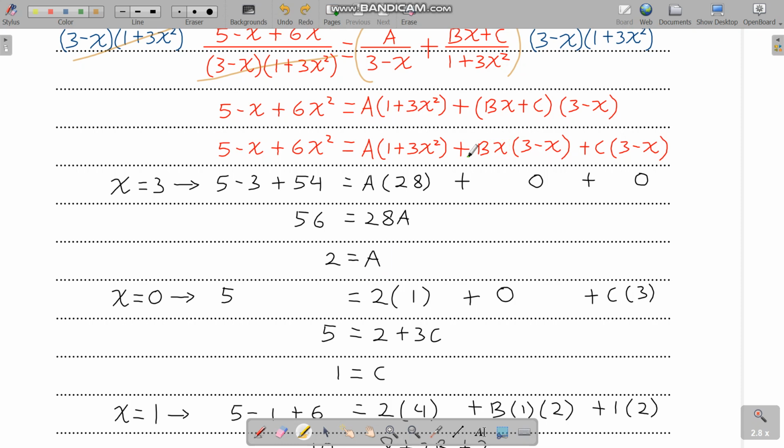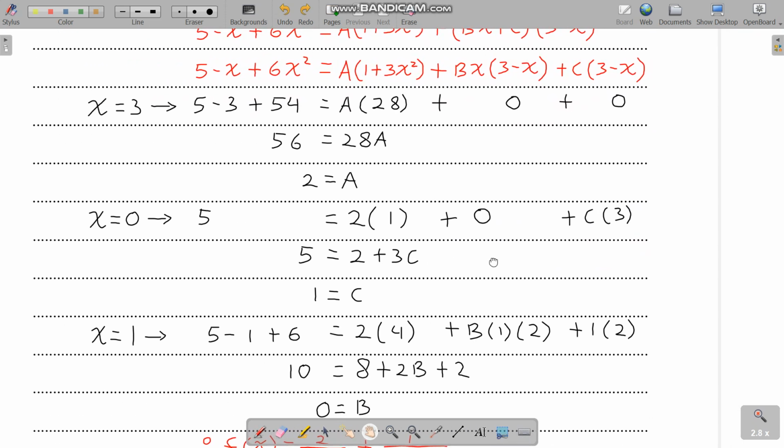So we use x equals 0. On the left it's only 5, on the right, well, this is 0 times 3, which is 0. 0 times 0 plus 1 is 1, so we have 1 times a, but we already know that the a is 2. And from here we have 1, and this is just 0. And if this is 0, we have 3 times c, we can find the c.